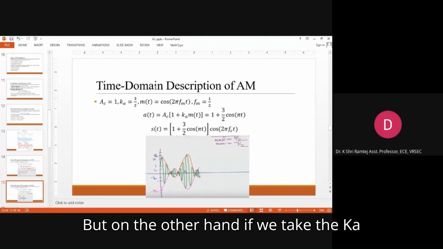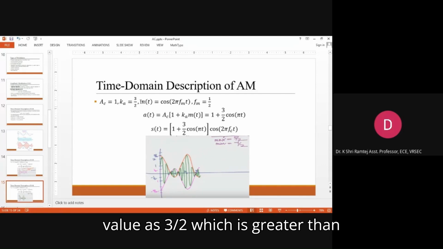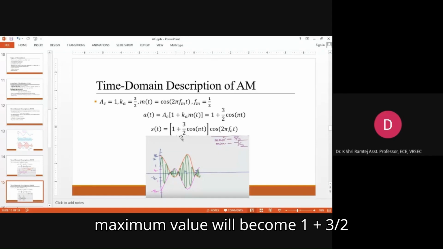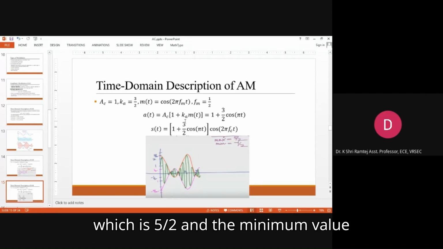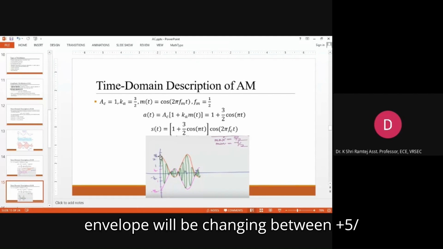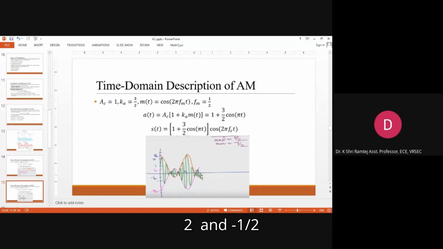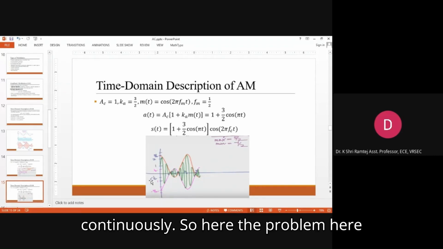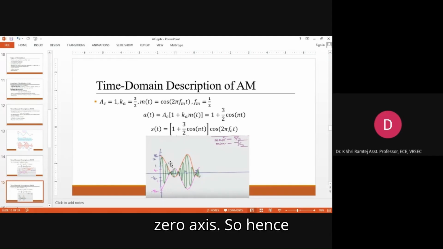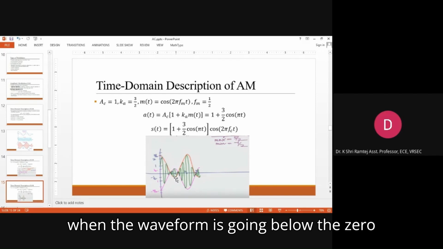But on the other hand, if we take the Ka value as 3/2, which is greater than 1, in this case, the maximum value will become 1 plus 3/2, which is 5/2, and the minimum value becomes 1 minus 3/2. Since the minimum value of cos function is -1, 1 minus 3/2 becomes minus 1/2. So in this case, the envelope will be changing between plus 5/2 and minus 5/2 continuously. The problem here is that the envelope will go below the 0 axis.